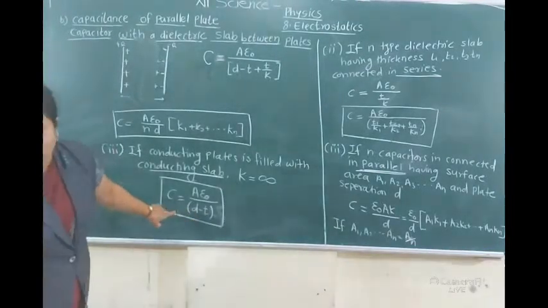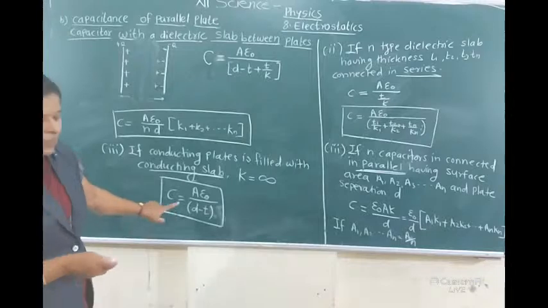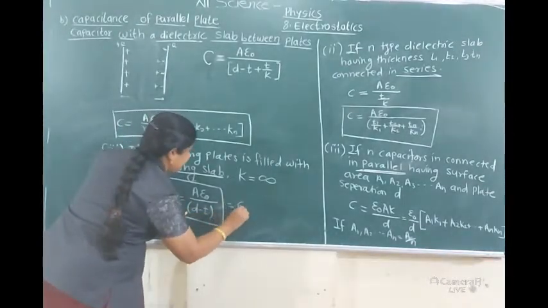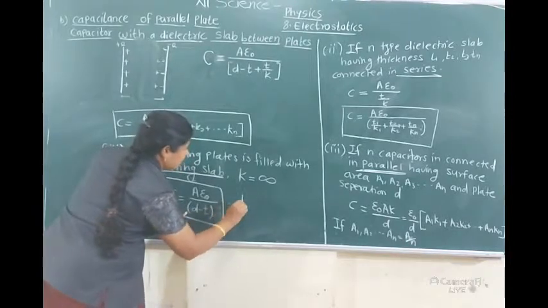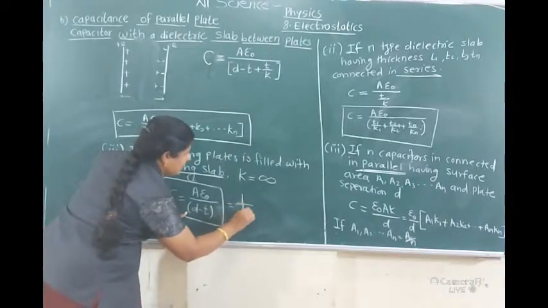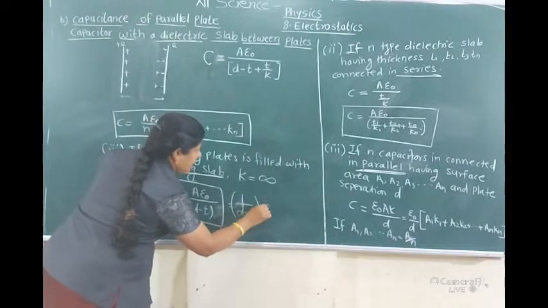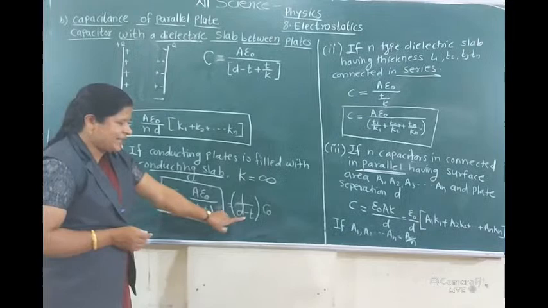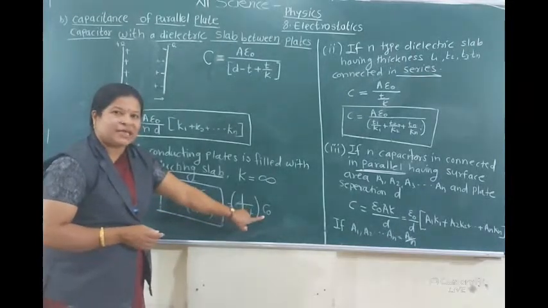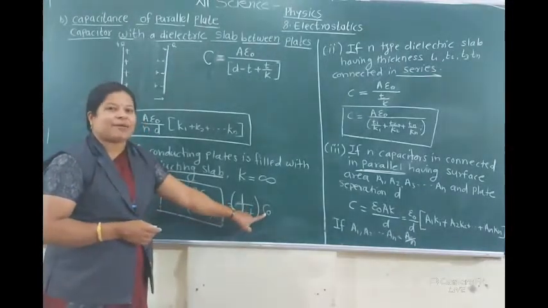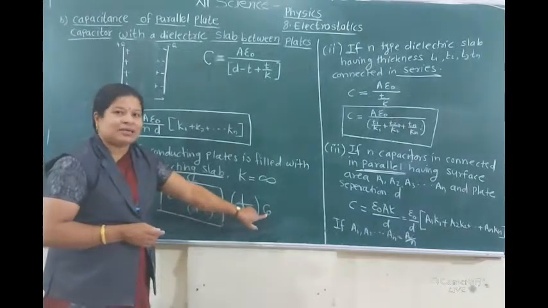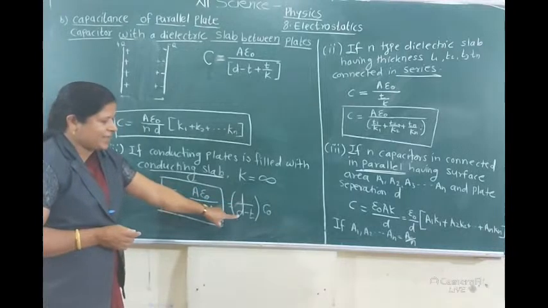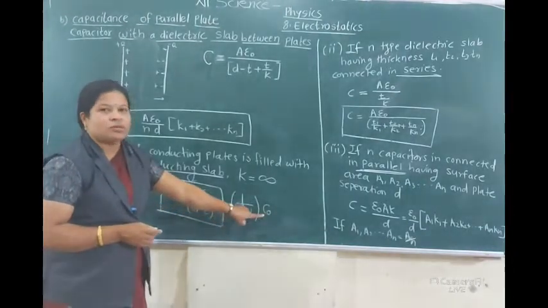C is equal to 1 divided by (D minus T) into C naught. Here C naught means the capacitance without the glass slab. So we get C is equal to 1 divided by (D minus T) into C naught.